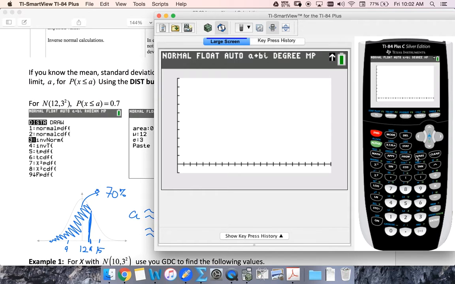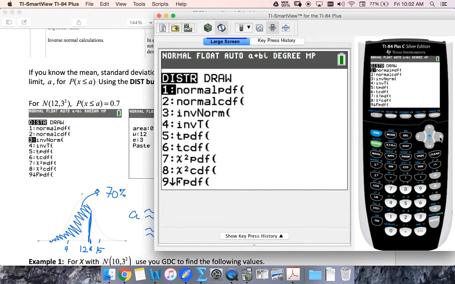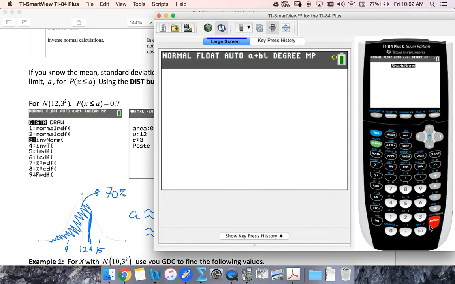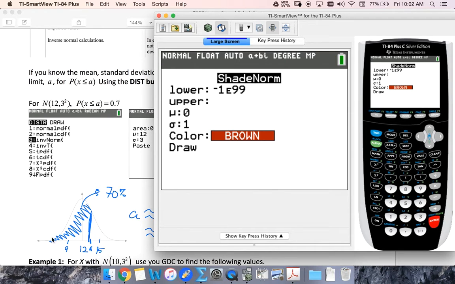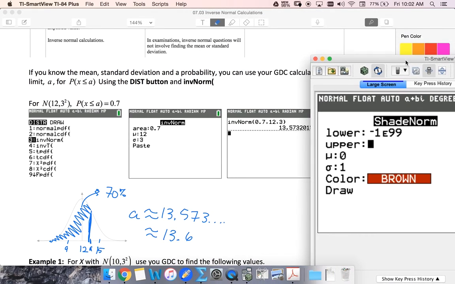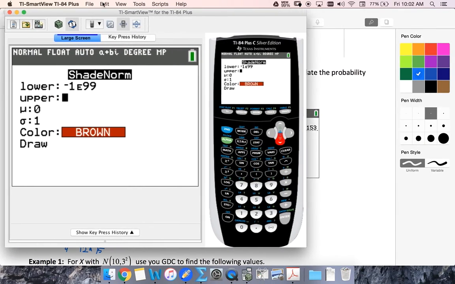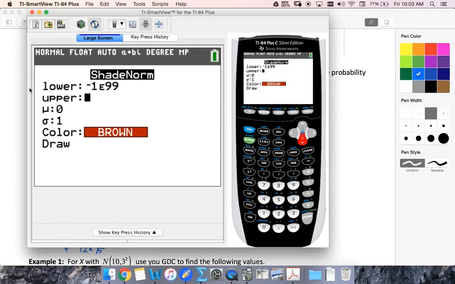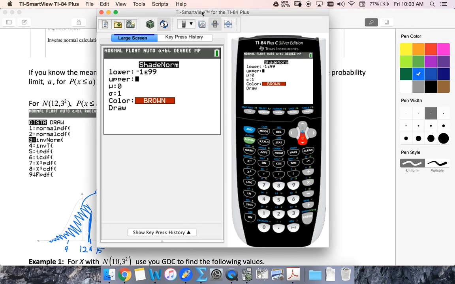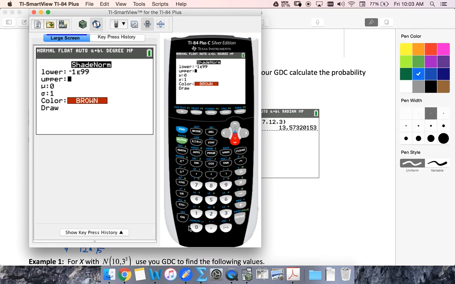No. So I'm going to go into my distribution. Now I'm going to draw to see if it matches. So my lower is negative infinity, so negative 1 times 10 to the 99. My upper is going to be that value we just saw, 13.57. I'm going to make this smaller so I can see it. And this is why we would write down some more decimal places.